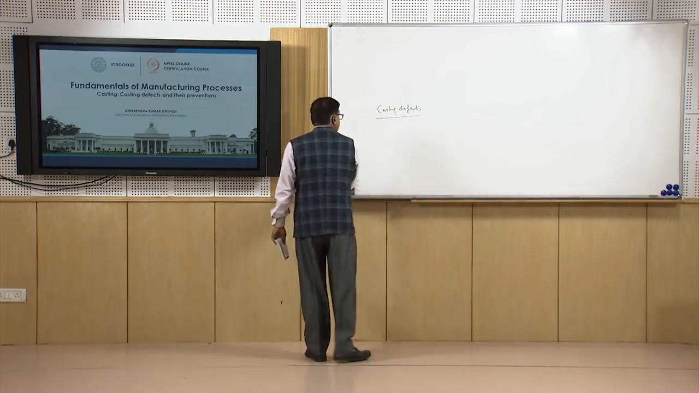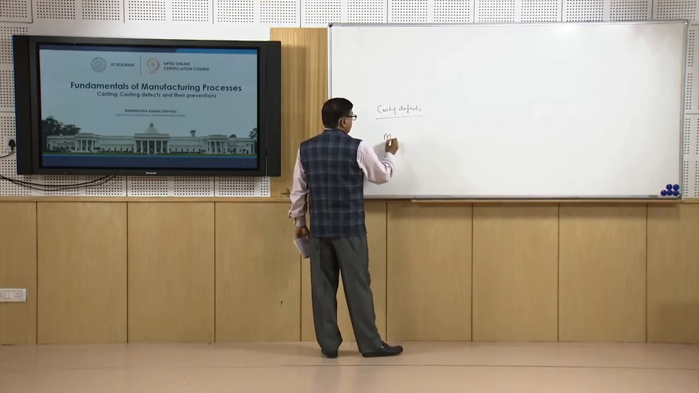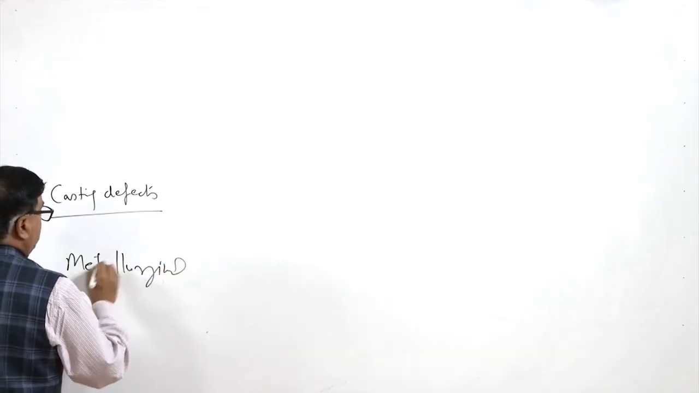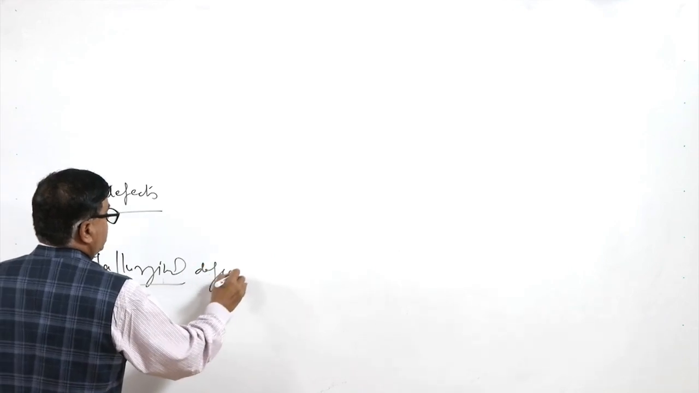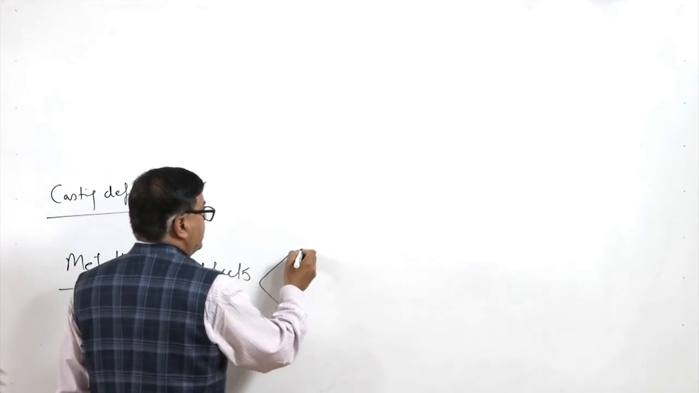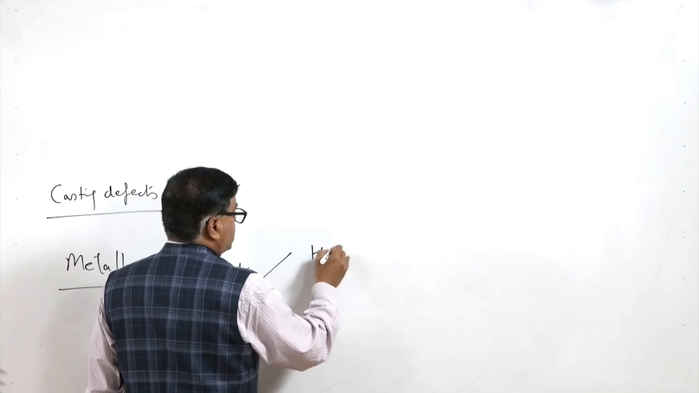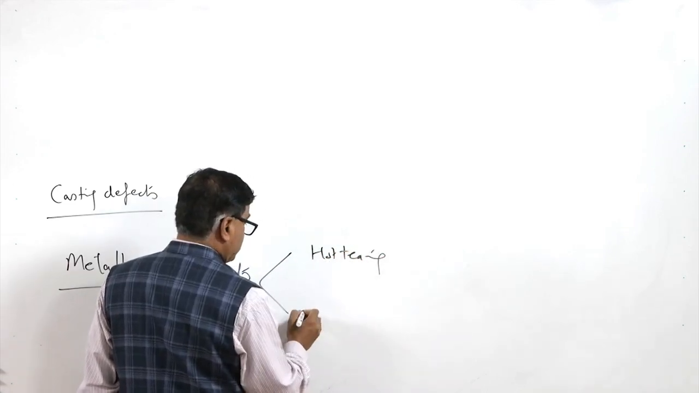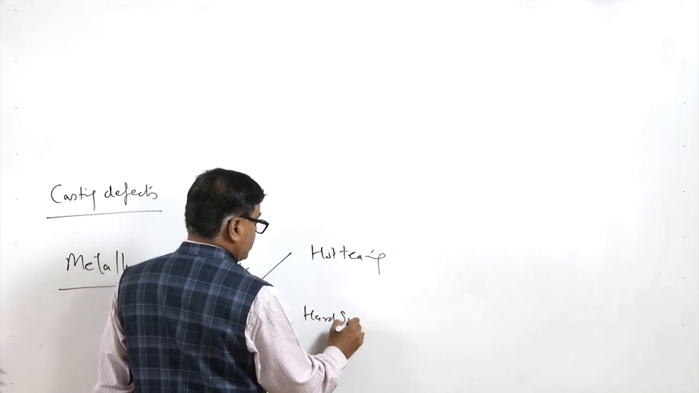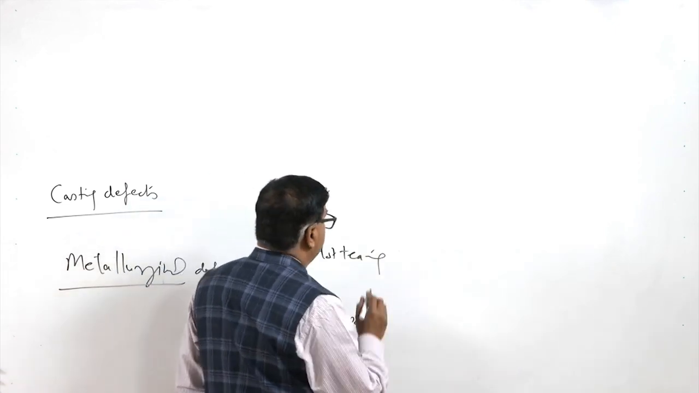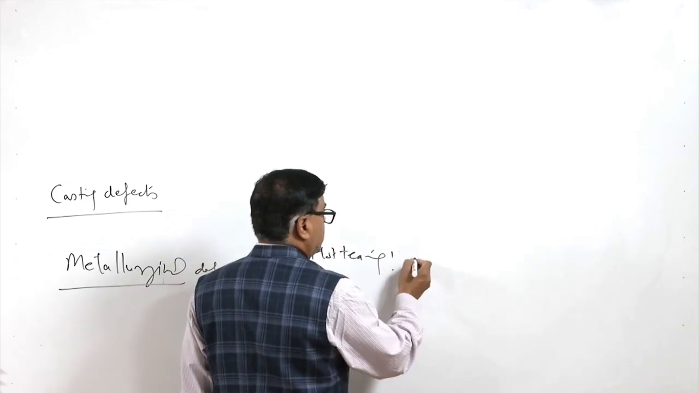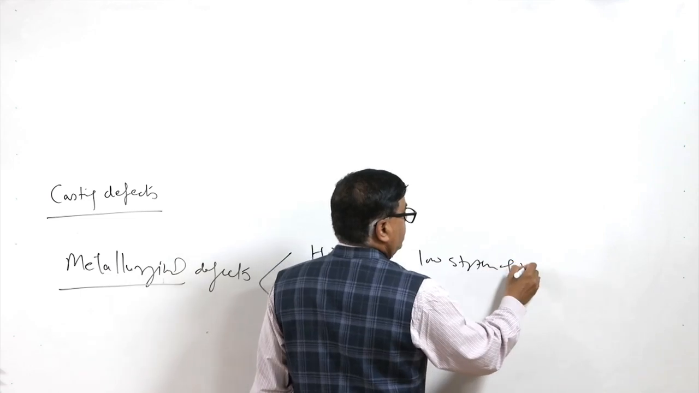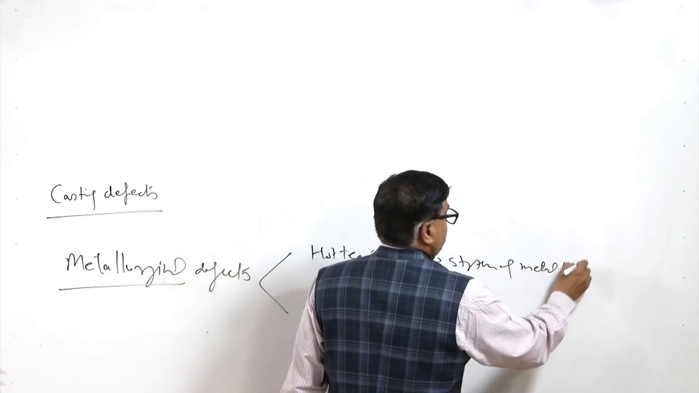Now, the last category of the defect is the metallurgical defects. Under this category we have two types. One is the hot tears and another is the hard spots. Both are very simple here. This happens due to the low strength of the metal at high temperature.